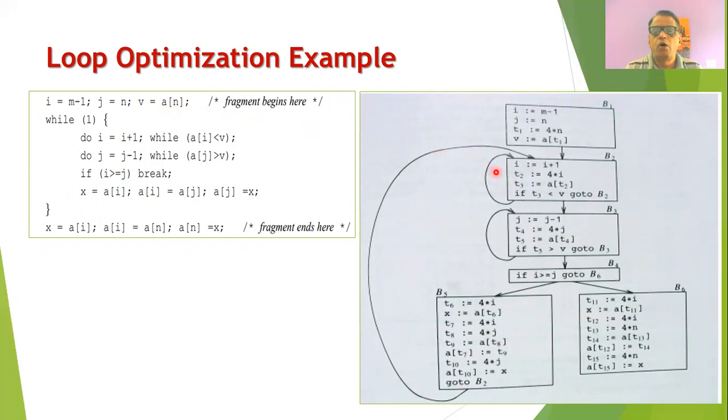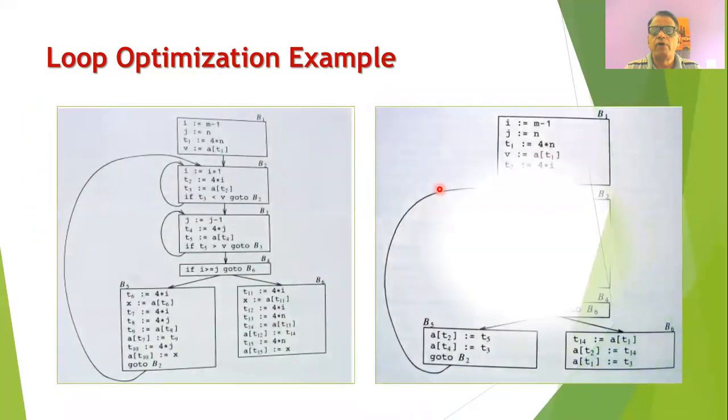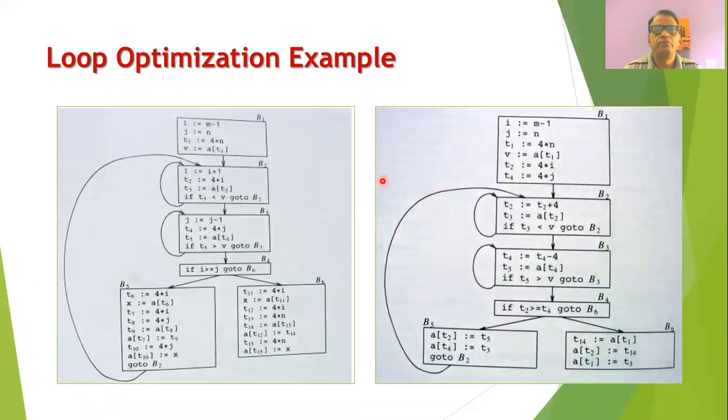Then in the second block, we have a loop where there are four statements. Then in the third block, we have another loop, isn't it? And there are again four statements. Then we have a block B4 where there is only one statement. Then there is a block B5 and there is another block B6. So one can easily observe that the source code is given. When this source code is compiled, then we will find that such type of intermediate code can be generated by the compiler.